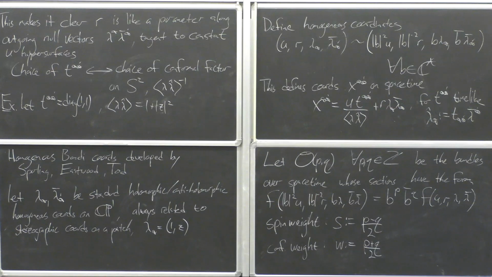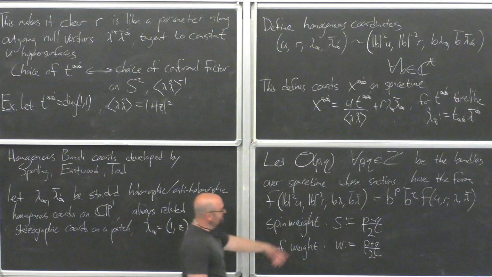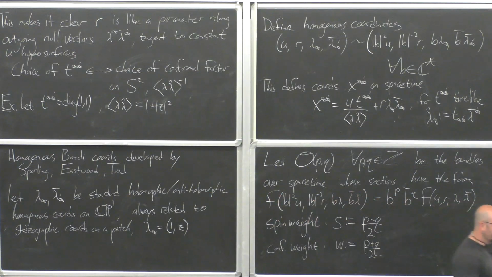Okay? I just look at some quantity that's living in my spacetime, or some component of my asymptotically flat metric. I write it in this homogeneous coordinate system. I look at how it scales, and that tells me what its spin and conformal weight are.